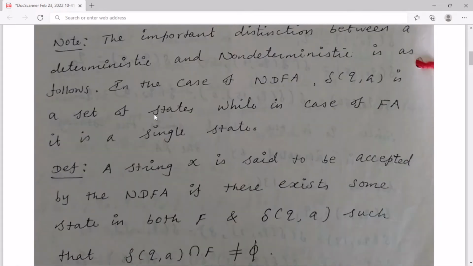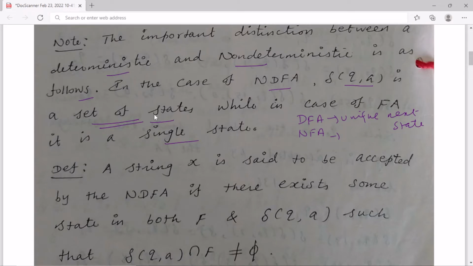The next important distinction between deterministic and non-deterministic is as follows. In the case of NDFA, delta of Q comma A, that is the transition function, is a set of states, while in case of DFA, it is a single state. That's what I have explained previously. So in case of DFA, you have a unique next state by reading any input alphabet. But in case of NFA, you have a set of states. So many possibilities are there, and among them you have to choose any one of them.